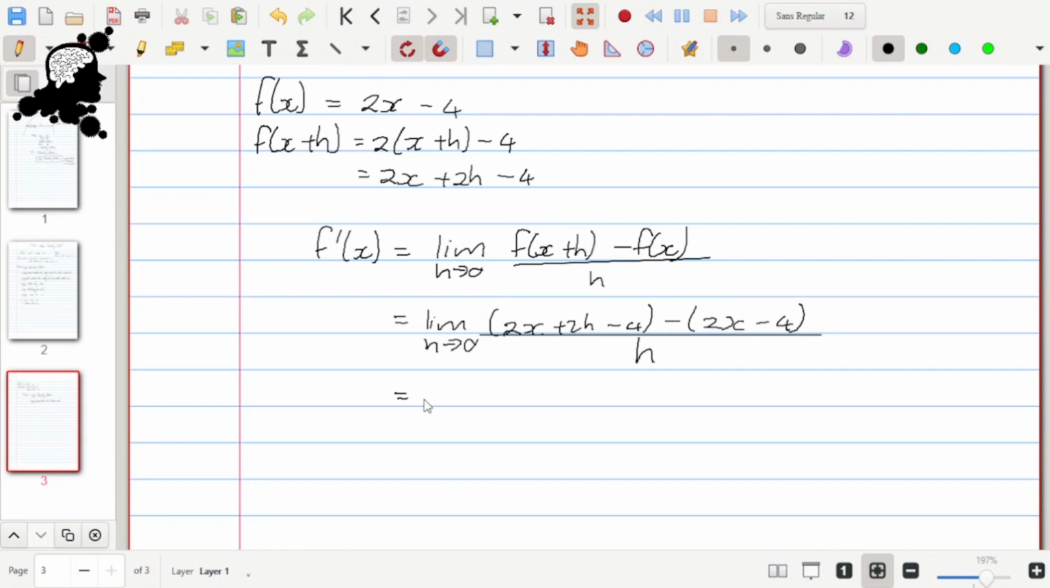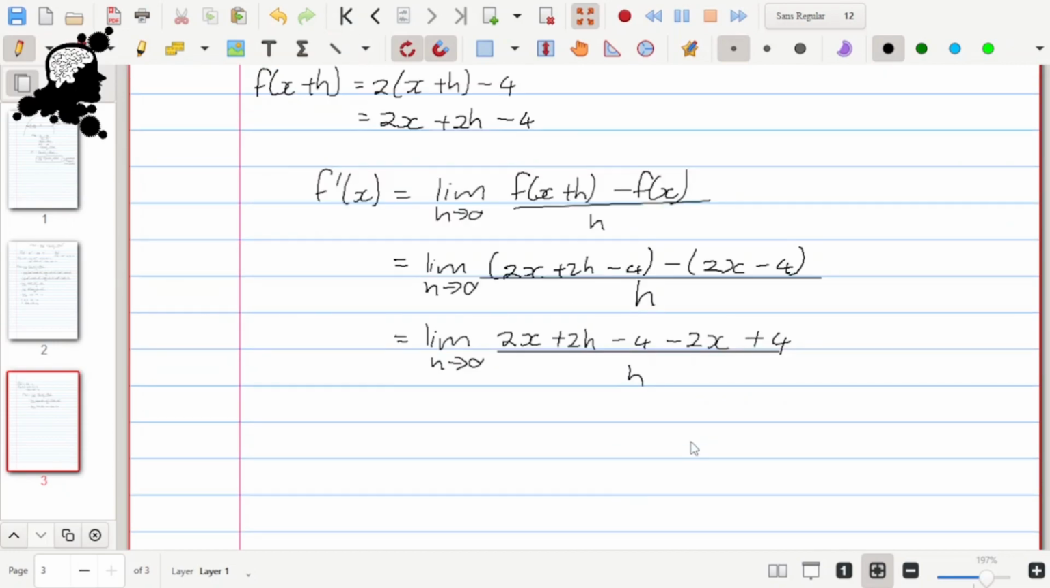Perfect. Our next step is to remove the brackets. So we've got the limit as h approaches 0 of 2x plus 2h minus 4 minus 2x plus 4, all divided by h. Once again, when you get to this point, the terms that do not have h as a coefficient will cancel out. 2x minus 2x cancels out. Then we've got negative 4 plus 4, they cancel out.